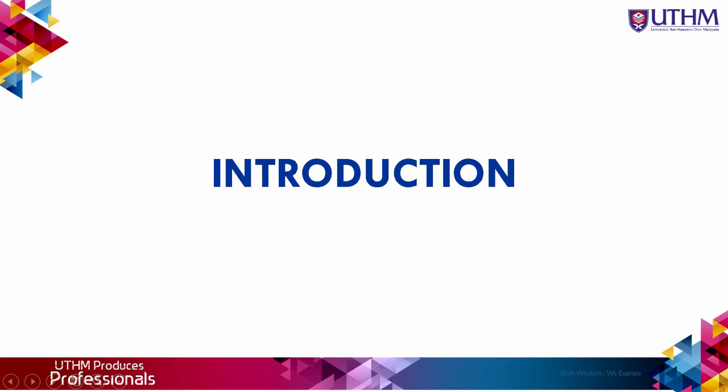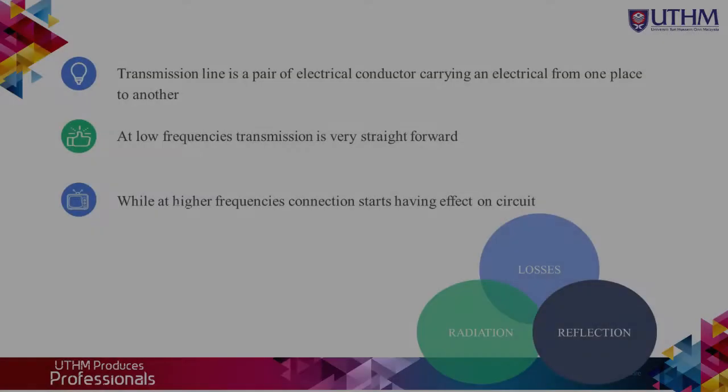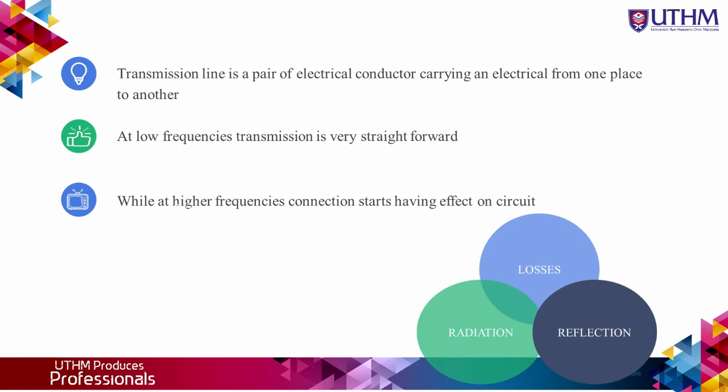A transmission line is a pair of electrical conductors carrying electricity from one place to another. It means that the electrical supply flows from one point to another point. At low frequency, transmission is very straightforward. For low frequency, there is no effect on the circuit. Meanwhile, at higher frequency, the connection starts having an effect on the circuit. For high frequency, it will have some effect and disturbance inside the circuit like losses, radiation, reflection, and many more.